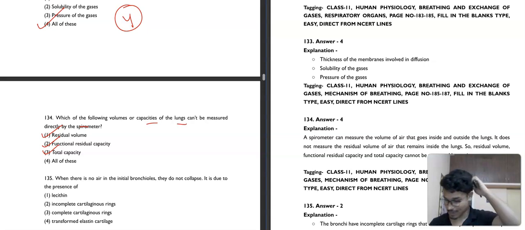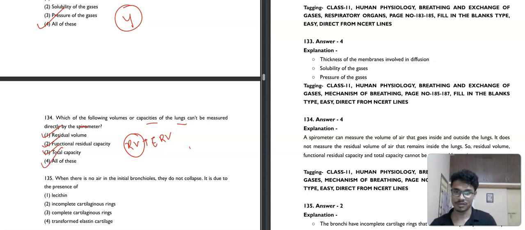This functional residual capacity is basically the volume of air remaining in the lungs after normal exhalation. That means residual volume and expiratory reserve volume. So the residual volume is coming here. That's why we also can't measure this. So the fourth option is our correct answer. Then question number 135.